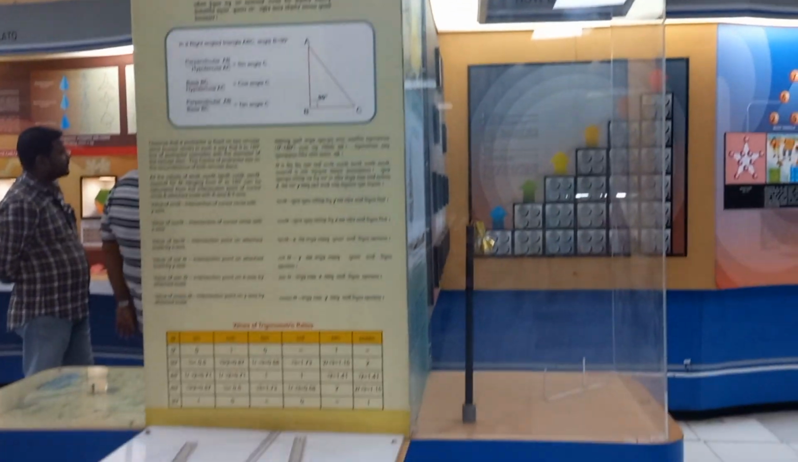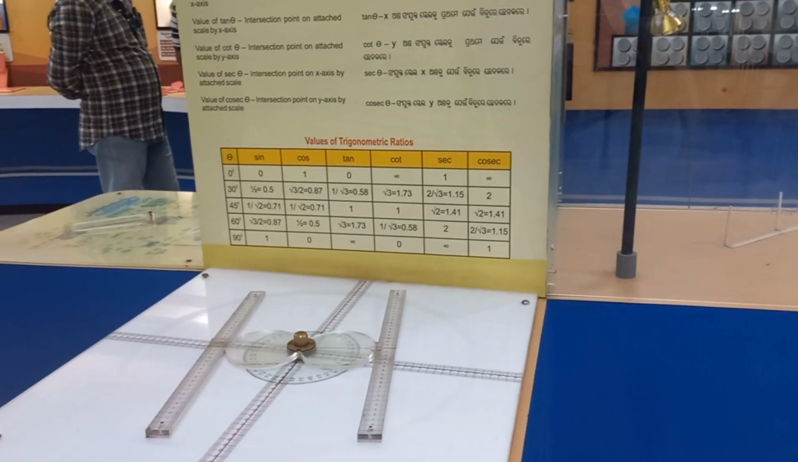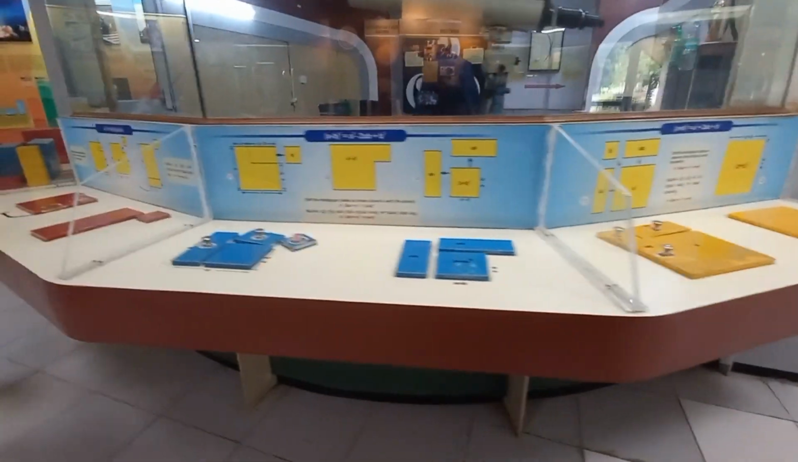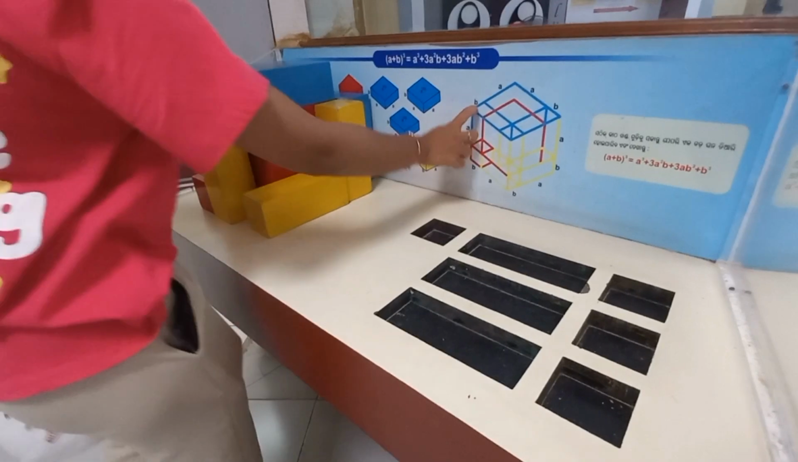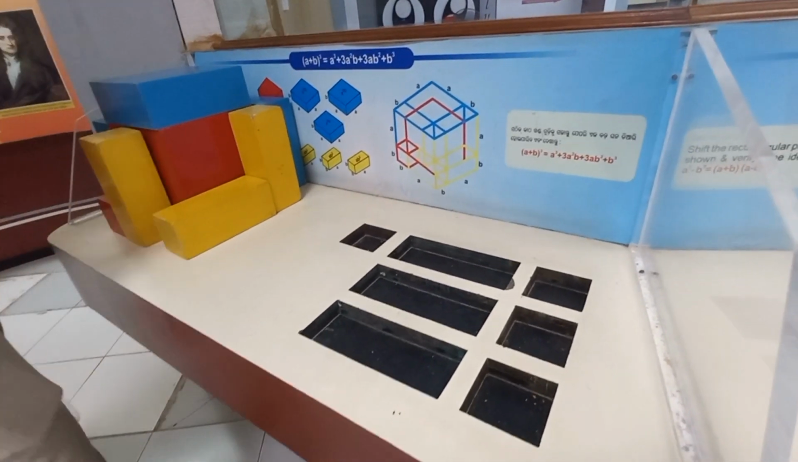Trigonometric functions, which are the fundamentals in mathematics, is the study of triangles and periodic phenomena. Here I was trying to arrange all the cubes so that I can get the answer of a plus b whole cube.